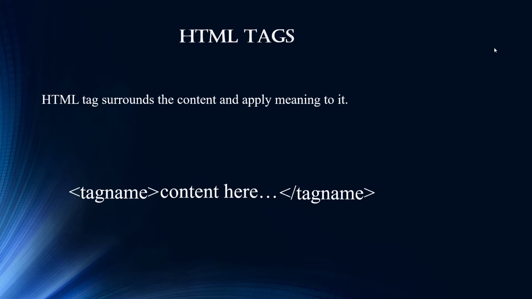Then let's see what HTML tags, attributes and elements are. The first one is HTML tags. An HTML tag wraps around the content and applies meaning to it. Most tags must have two parts. The first tag in the pair is called the starting tag and the second tag is called the ending tag. The ending tag is written like a starting tag but with a forward slash inserted before the tag name. The starting tag is also called the opening tag and the ending tag is called the closing tag.